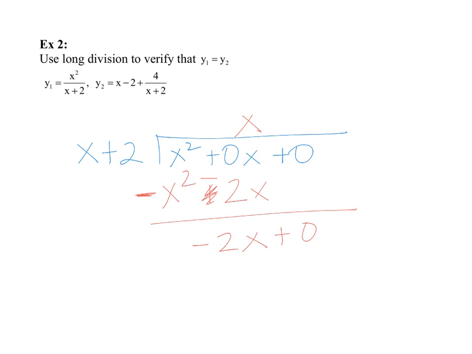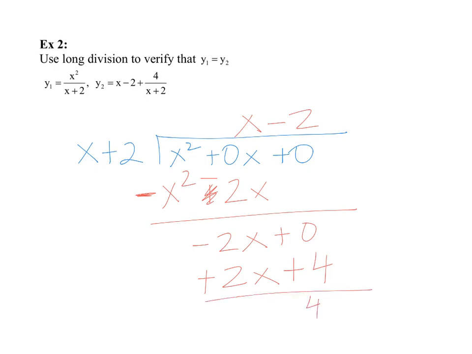Now, x times what gives you negative 2x? That would be negative 2. Negative 2 times x is negative 2x, and then we have minus 4. Now change the signs. Plus, plus. So that cancels out, and I end up with 4.